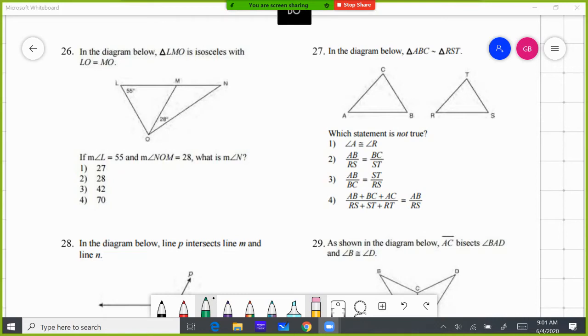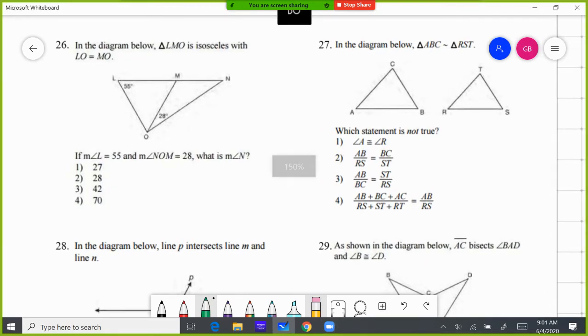So for number 26, the diagram below, triangle LMO is isosceles with LO equal to MO. So these two are the same. If the measure of angle L is 55 degrees and the measure of angle NOM is 28 degrees, what is the measure of angle N? So we need to find the measure of this one.